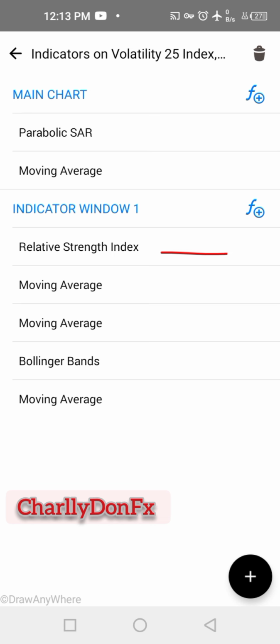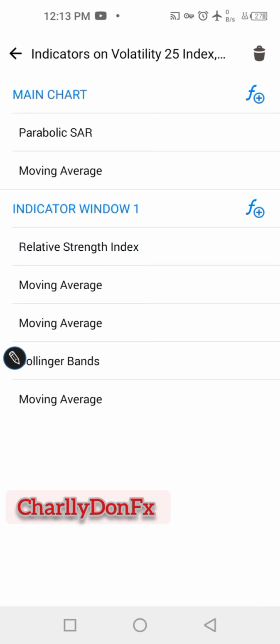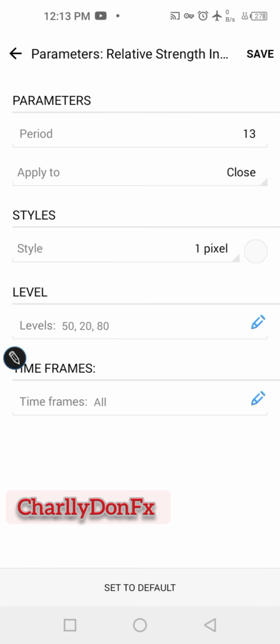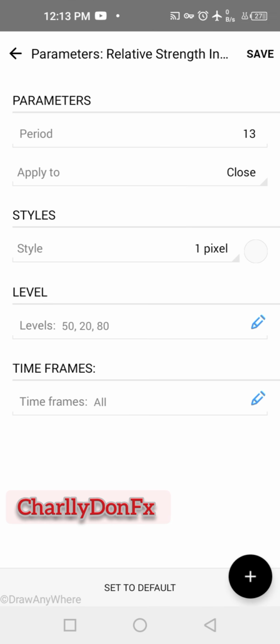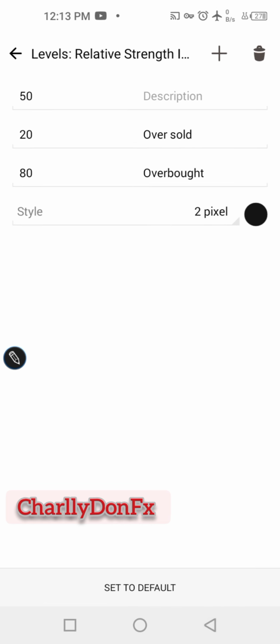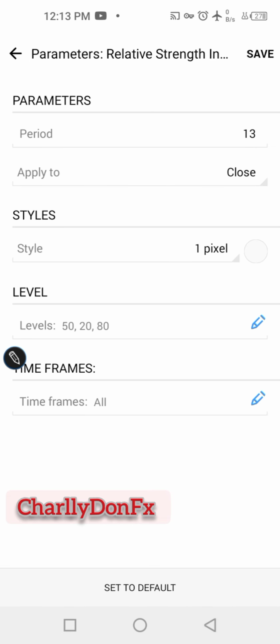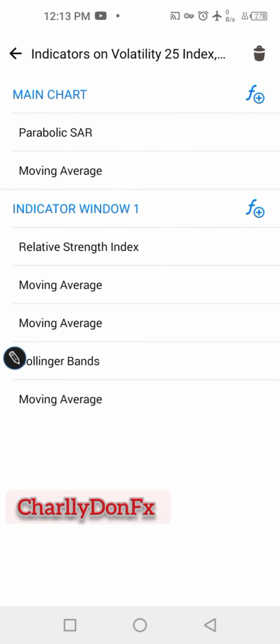Okay, in our indicator window 1, we have our relative strength index. The period is 13. Apply to close. The style is 1. Use the color of your chart. If the color of your chart is black, you put black here. But since mine is white, that's the reason why I use white. So these are the levels: 50, 20 is oversold, 80 is overbought. Okay, so hold on, guys.